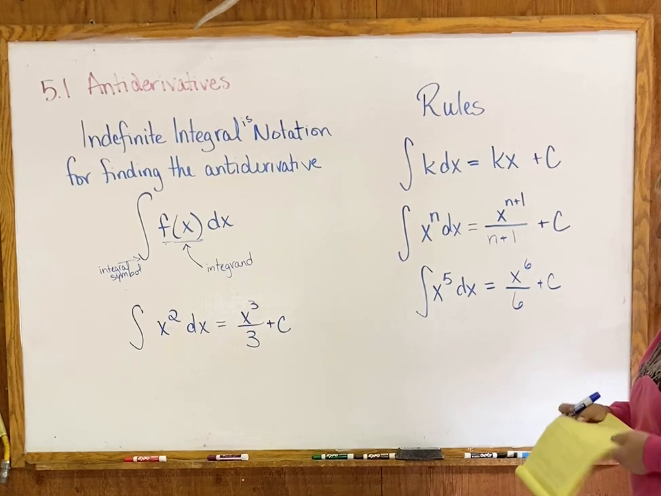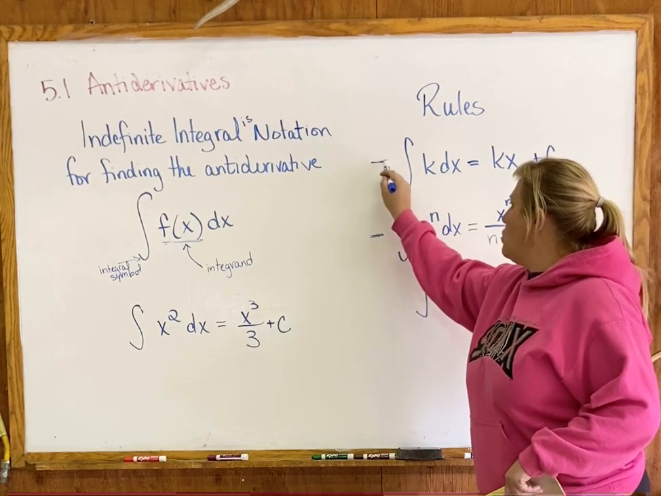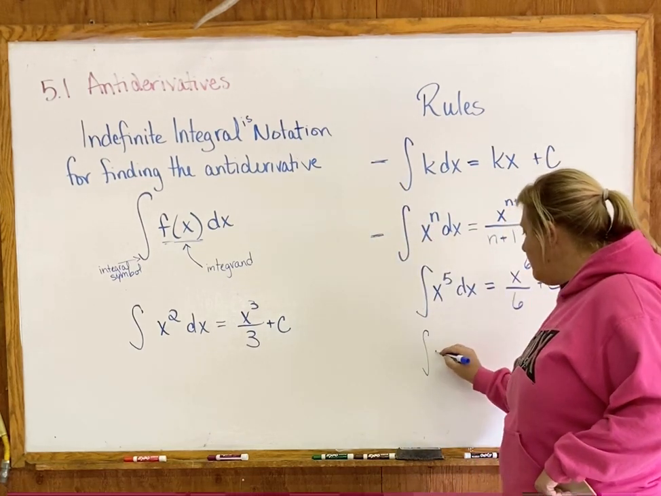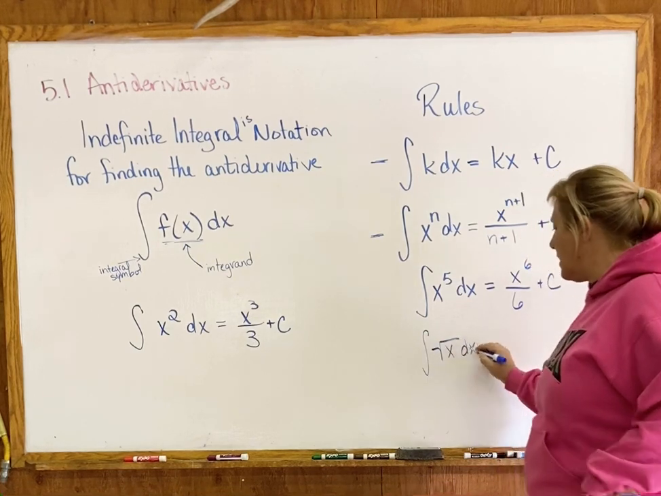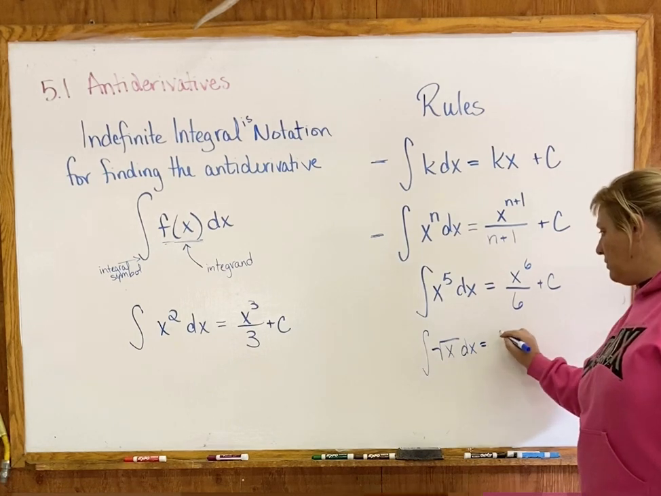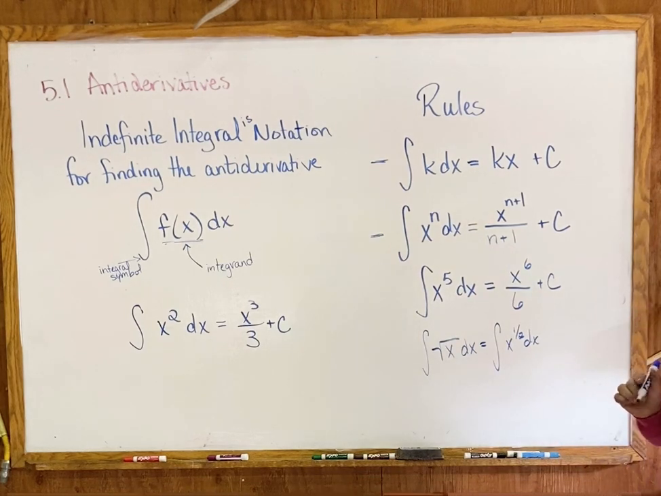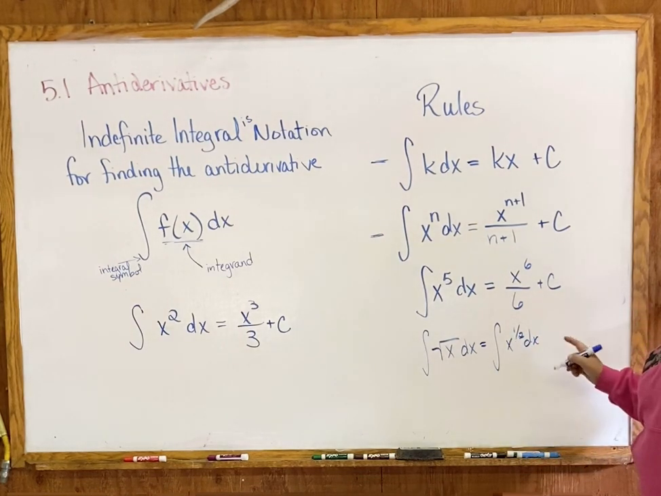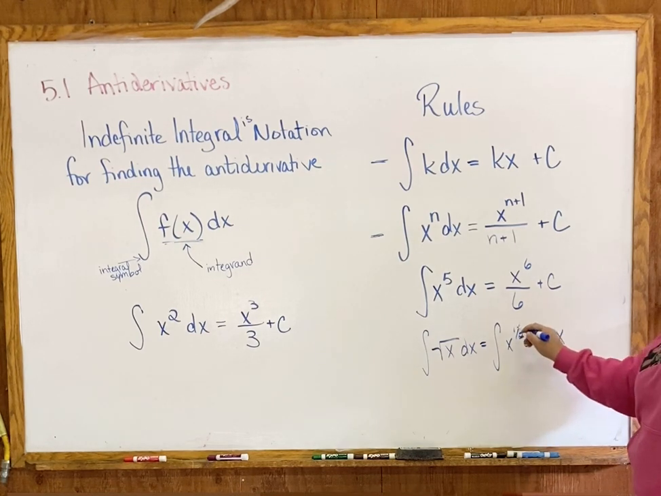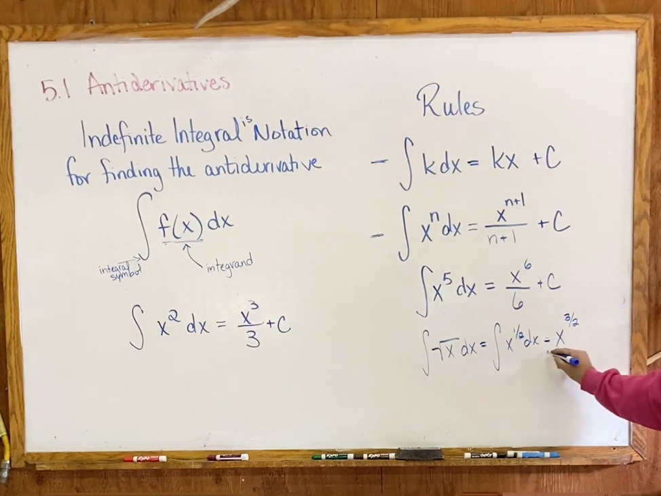Okay, now some other examples that we might see underneath here. So let's say we've got two rules there, but another one might look like this. What if we have the integral of the square root of x dx? Okay, now just like if we were taking the derivative and we're going backwards, we want to do the same thing and rewrite. Okay, so we rewrite it. Now again, we need to go up by 1. So if we add 1 or 2 over 2 here, we're going to be at 3 over 2. So this is going to be x to the 3 halves divided by 3 halves.